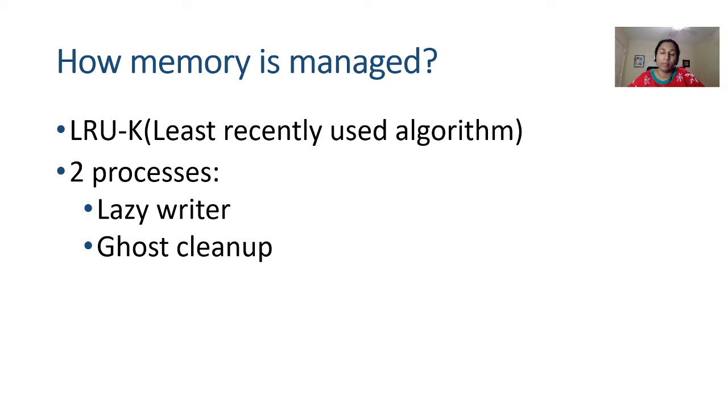If there is an execution plan, for example, which is created with a small amount of cost and resources, those kinds of execution plans will be discarded first. But what happens with an execution plan which is created with so many resources and cost? Those kinds of execution plans will have many chances to stay inside the cache for a longer time. Now how does this memory get managed? There is something known as lazy writer and ghost cleanup, which will manage the plan cache. Now let's see how these two processes work.